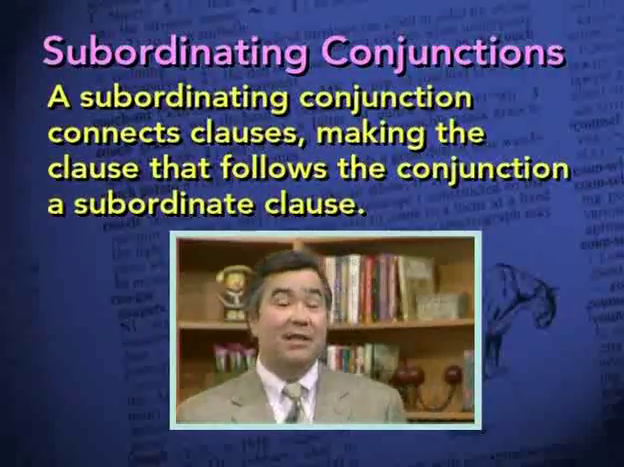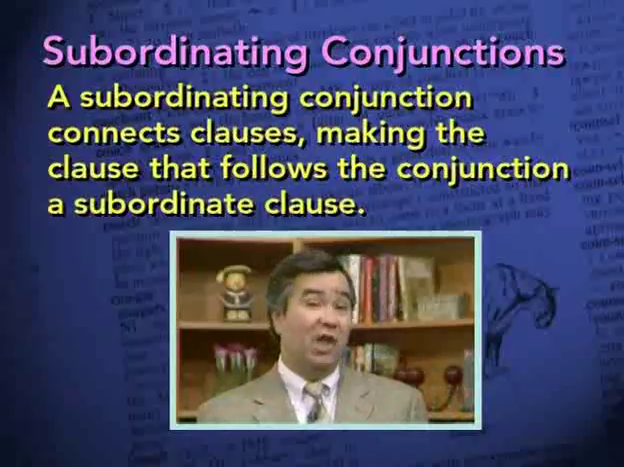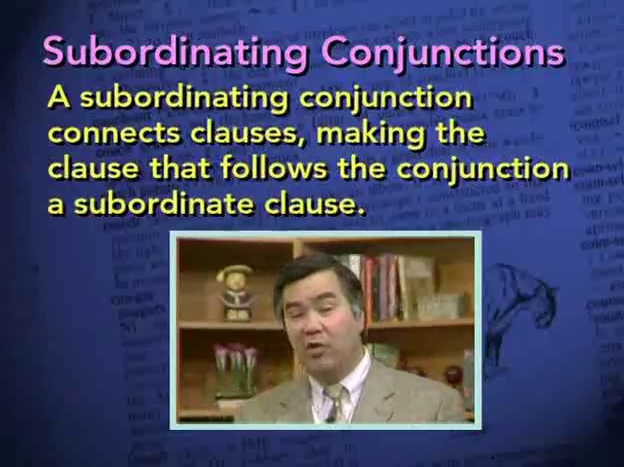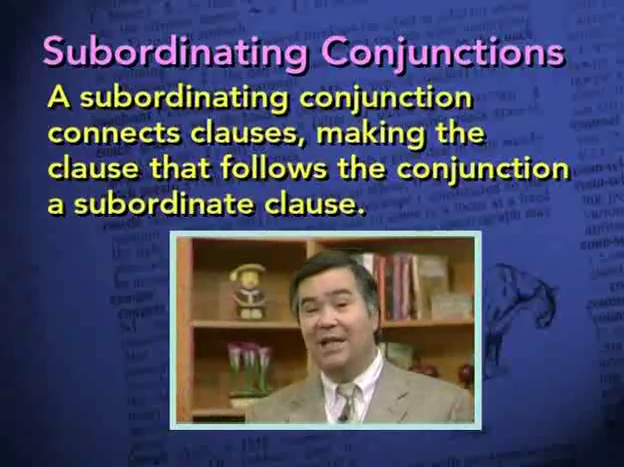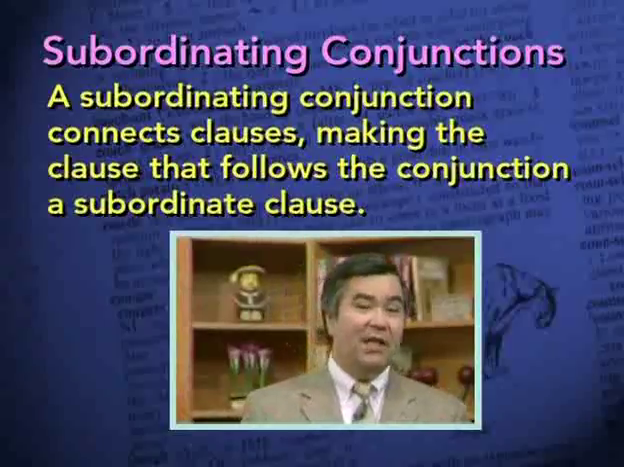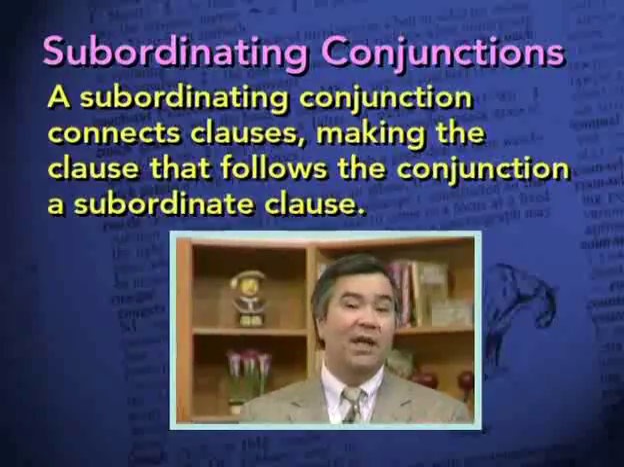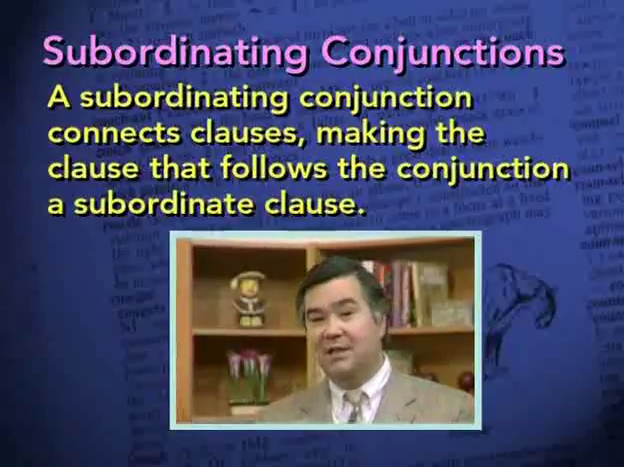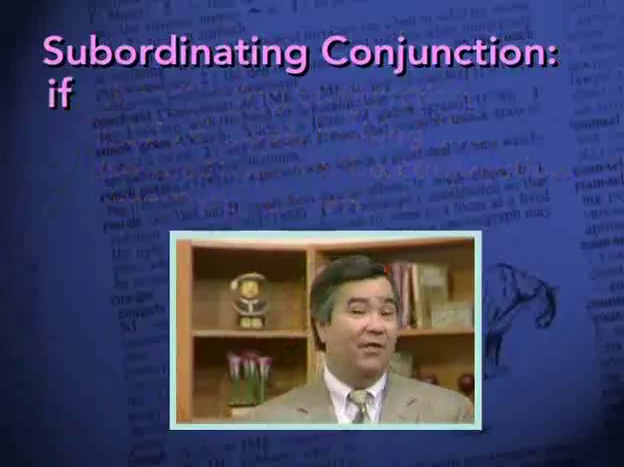Again, in our lesson about sentence structure, we talk a fair amount about subordinating conjunctions. So if you haven't watched that program, you probably should to get a little more background on how subordinating conjunctions are used. Subordinating conjunctions make the clause that follows into a subordinate clause, meaning one that can't stand alone as a sentence. For example, take a subordinating conjunction such as if.